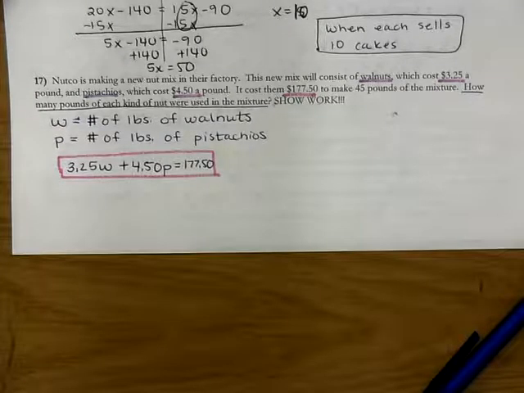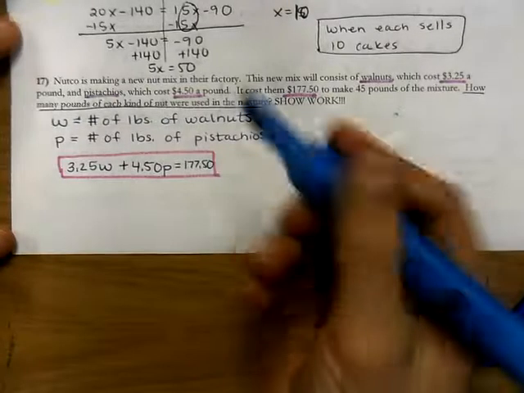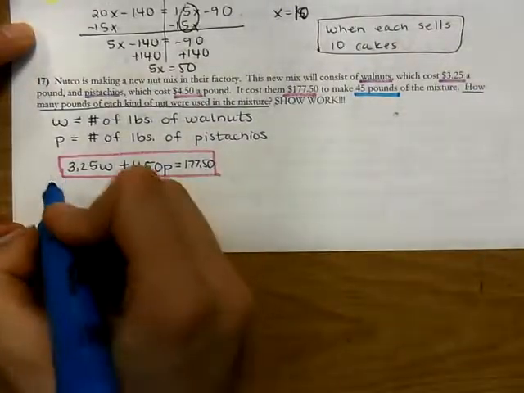That's one equation with two unknowns, so it's not enough for us to answer the question. We need to use this last piece that there's a total of 45 pounds of the mixture.